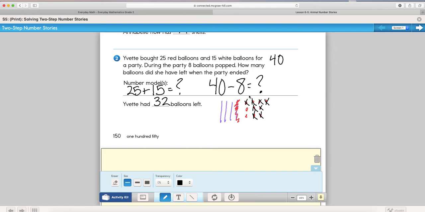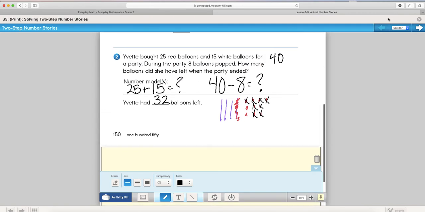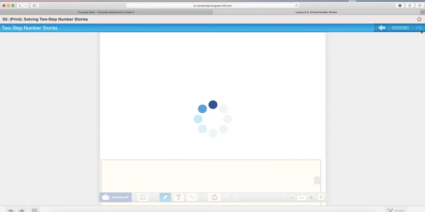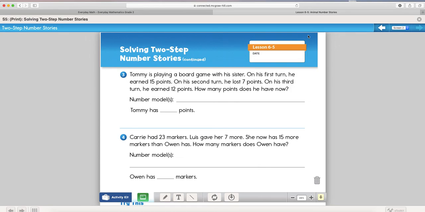All right, now, this has been pretty simple because this has been an add and then a subtract. Another add and then a subtract. But presto changeo, it's not always going to be that way. Dun, dun, dun. Let's look at number 3. On the next page, on page 151, there is a number 3. If I can turn to page 151.